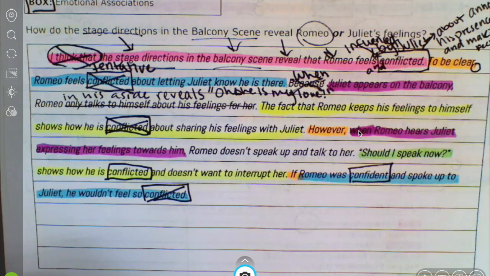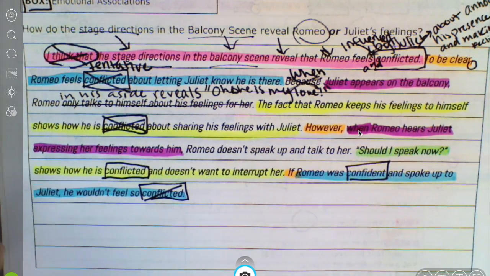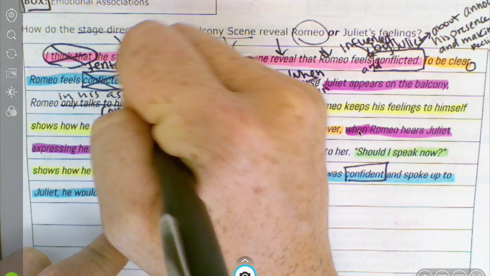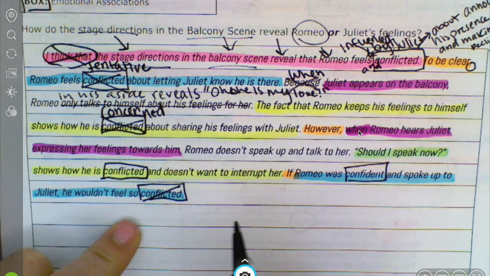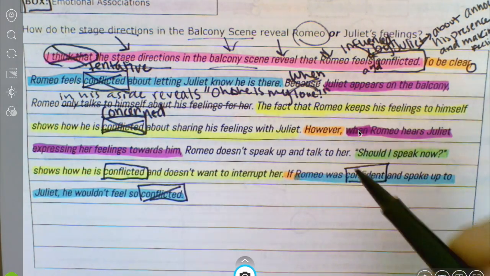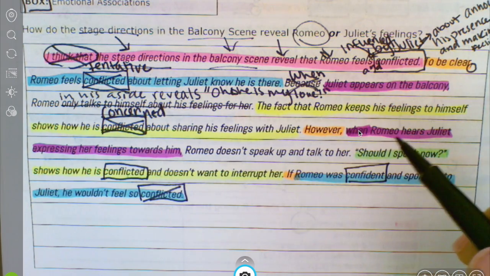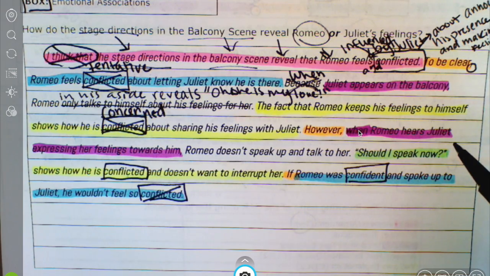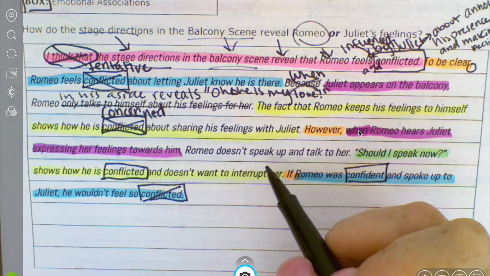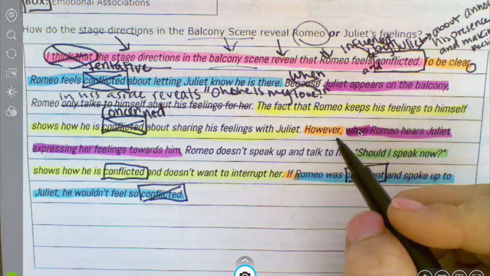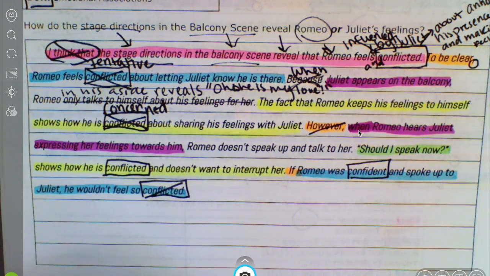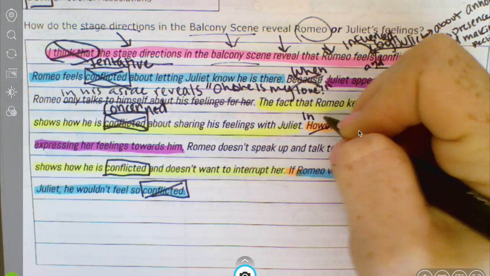Again, I'm just repeating myself, which does not show I actually understand why he's conflicted. So shows maybe that he's concerned or worried about sharing his feelings with Juliet. Then I have this transition, which is good that I have a transition there, but the transition says, however, when Romeo hears Juliet expressing her feelings towards him, he doesn't speak up and talk to her. Now, he wasn't speaking up and talking to her up here, so this is actually the same idea, and however is showing an opposite idea. So I need to change this to a more appropriate transition, and something that would be more appropriate would be in addition.